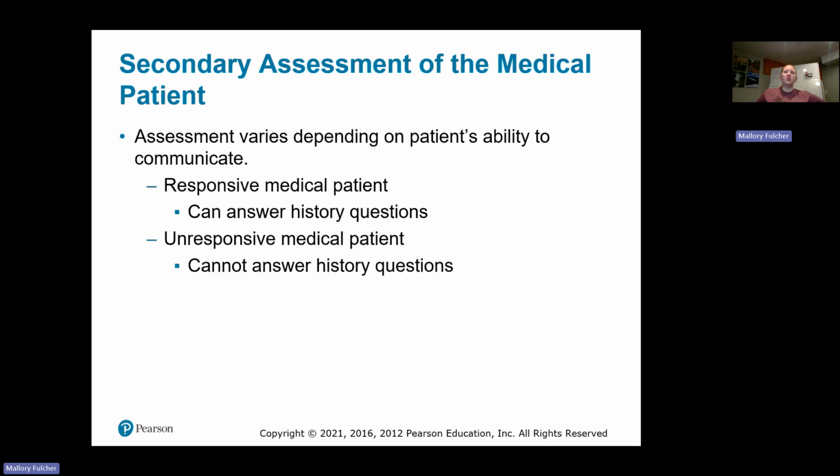So our responsive patients can hopefully answer medical questions for us. Of course, that's going to depend on the patient's mental ability, right? So they might be a dementia patient and not able to answer a lot of those personal medical questions. Or maybe they're really young. Maybe we've got a 5-year-old and they're not going to know a whole lot of answers for you, right? So base it on the patient's age a little bit, but hopefully they're able to answer history questions. Unresponsive patients can't, of course, but there are different ways that we can get patient history.